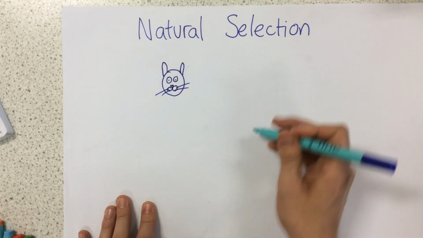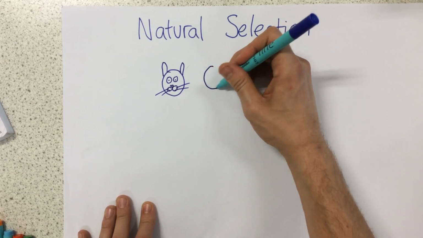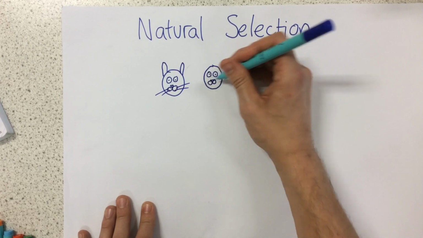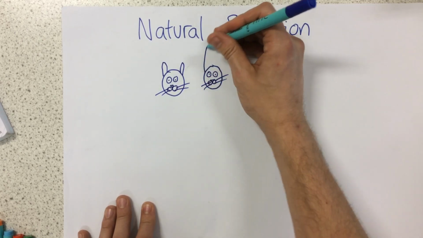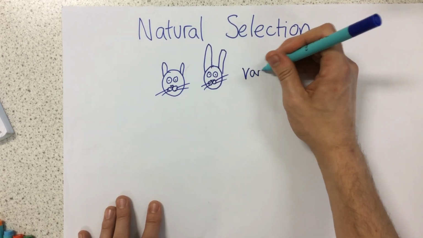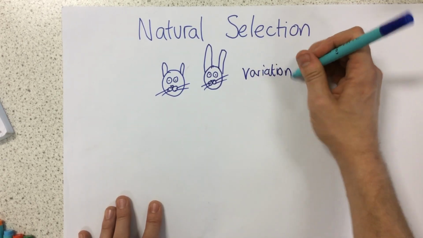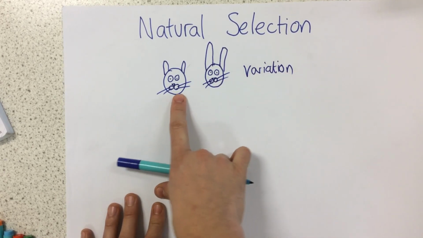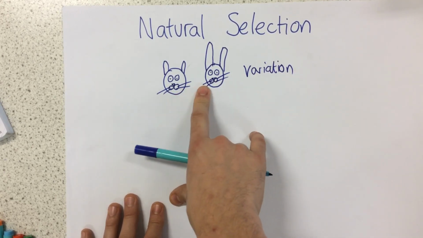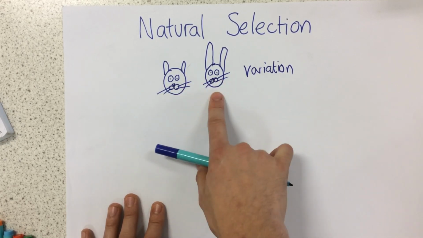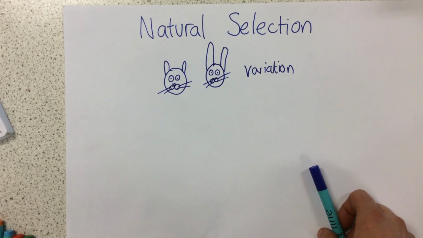So here I have two rabbits, apologies for my bad drawing, that are born with variation. So within a population, there is always variation. Variation just means variety, differences. So some rabbits might be born with small ears, and some rabbits might be born with big ears. There's just that natural variation between members of the same species.